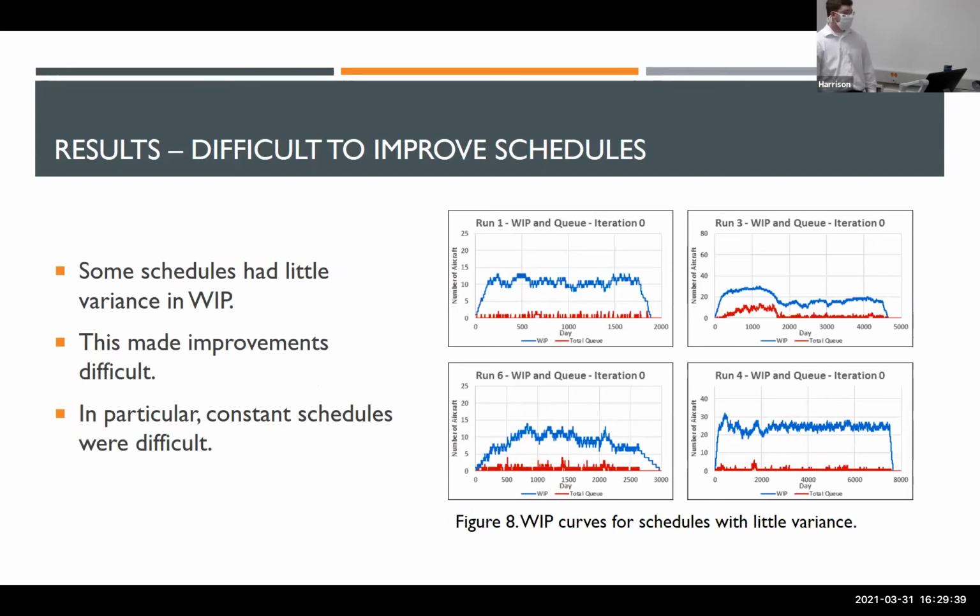On the other hand, some of the schedules tested were difficult to improve. This was caused by little variance in the WIP with few large extrema. The constant schedules in particular performed poorly due to this, with only a single schedule from a constant distribution being improved. Figure 8 here shows all the schedules that the algorithm was unable to improve with any set of parameters. However, the algorithm was able to improve all other schedules.